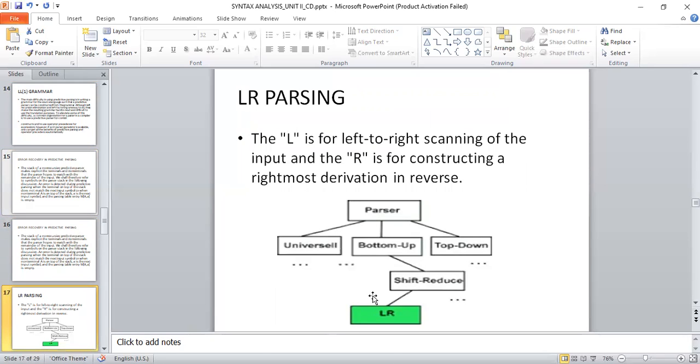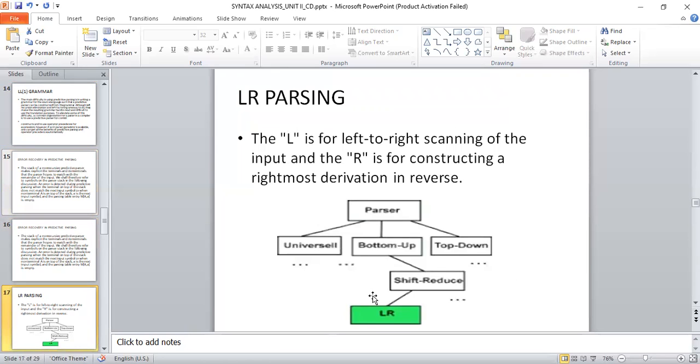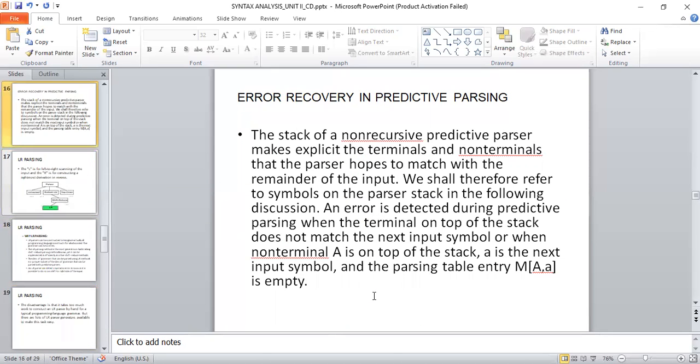So this is nothing but LR parsing here. The L is for left to right scanning of the input and the R is for constructing the rightmost derivation in reverse. So we can see all these things in bottom up parsing. Okay, so in top down we have recursive descent parsing and LL1 parsing, but in bottom up we have shift reduce parsing and LR parsing. All these things we can discuss in bottom up parsing techniques also. So this is all about top down parsing.